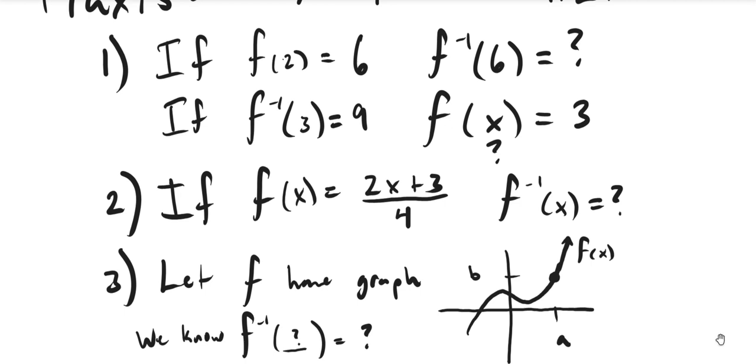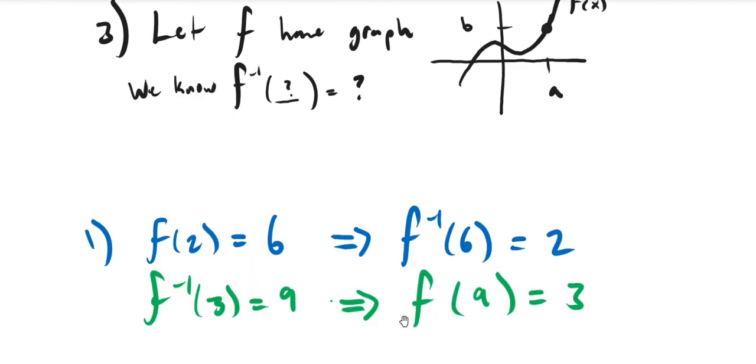Okay, let's see how you did. So for problem number 1, if f of 2 is 6, then f inverse of 6 is 2. If f takes 2 to 6, f inverse must take 6 right back to 2. That's what cancellation would mean here. And likewise, if f inverse takes 3 to 9, then it must be the case that f would have taken 9 to 3. That's what cancellation in this direction would mean.